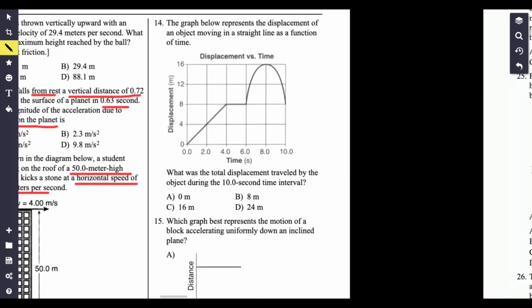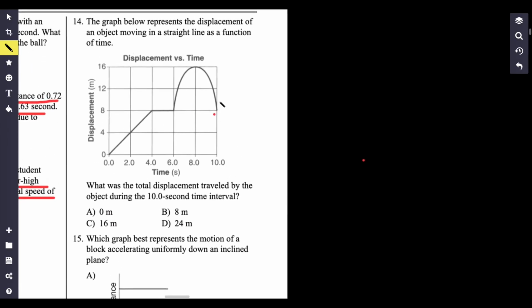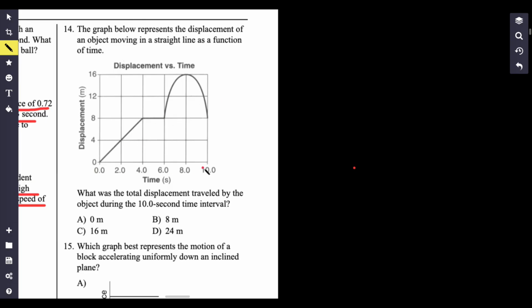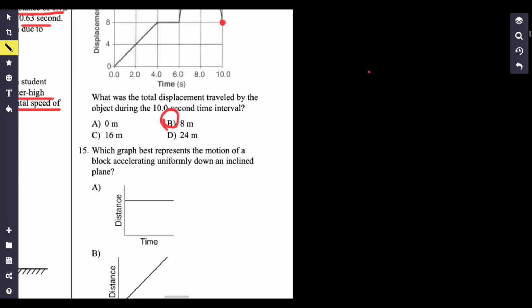The graph moving below represents the displacement of an object moving in a straight line as a function of time. What is the total displacement traveled by the object during the 10-second time interval? This one is pretty tricky. Well, it looks confusing at first, but at the 10-second time interval, the displacement is just 8. So, for this type of problem, you kind of just have to look at it, right? So no more calculating the area under curves or any of that. Sometimes you do have to calculate it, but sometimes it's easy and simple like this.